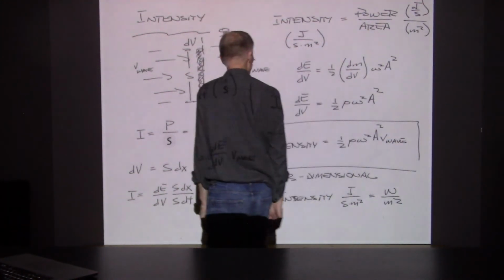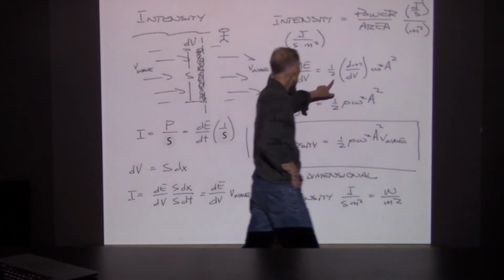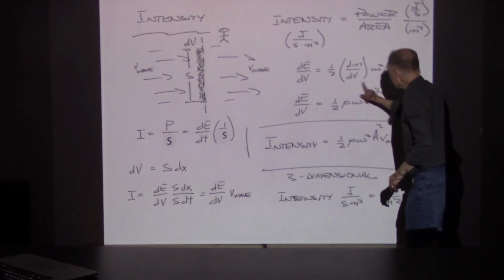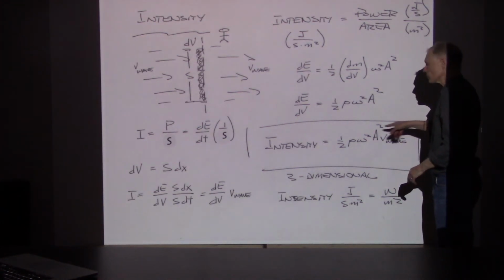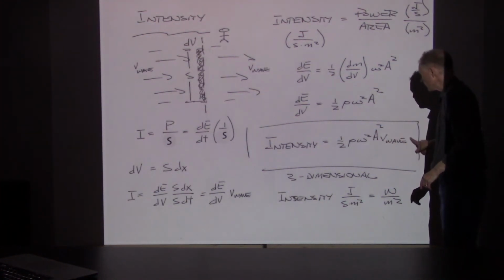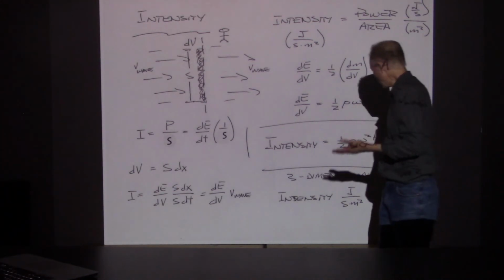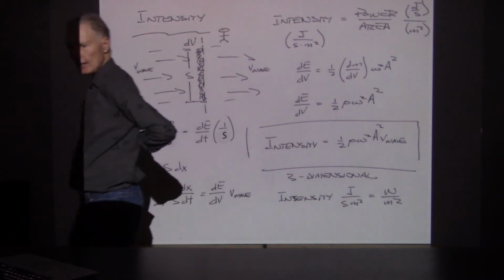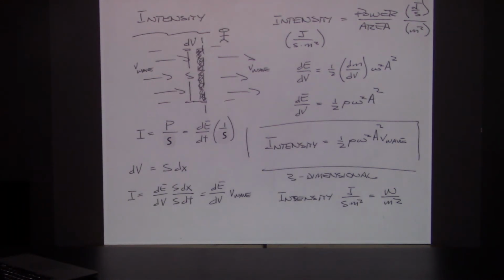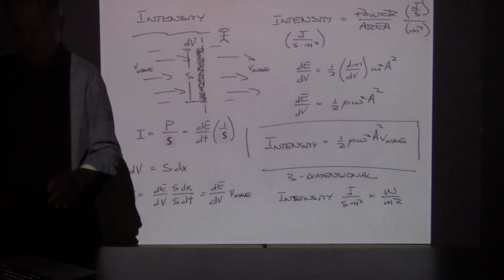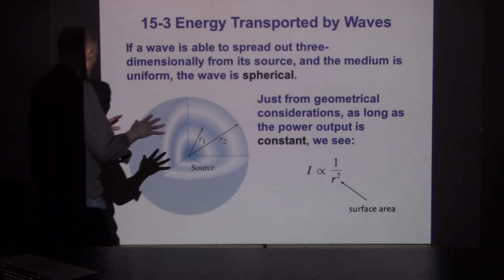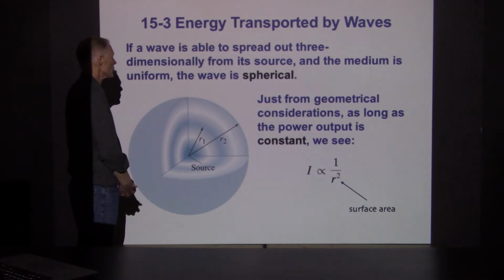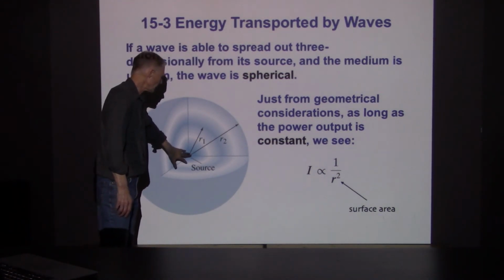So putting all those pieces together, the intensity is going to be 1/2 rho omega squared a squared times the speed of the wave. That's for three-dimensional objects, and that's intensity, and that's going to be in the units shown. So that's really handy. We can keep track of the rate, and I know there's homework problems on this, the rate at which energy is transported.